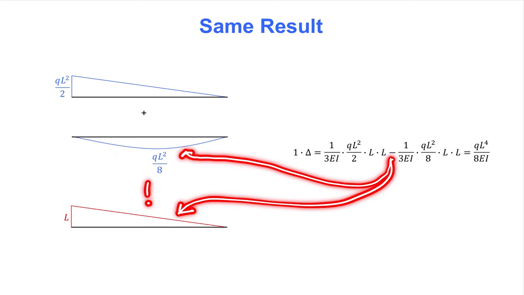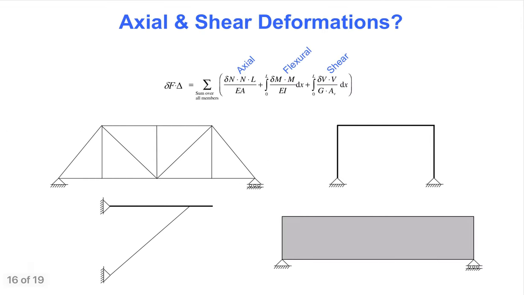These examples included bending deformations only. The next slide asks when axial and shear deformations should be included. For pure truss structures, like the one shown here, axial deformation is the only thing we include because the members do not have flexural and shear deformation. In this case, only the first term in the right-hand side of the virtual work formula at the top of the slide is considered.